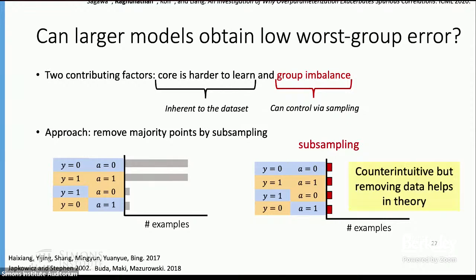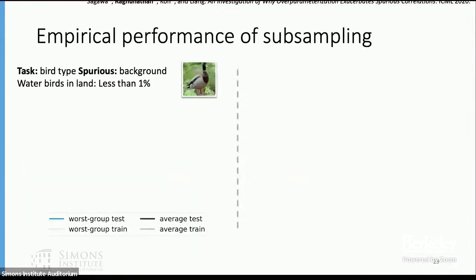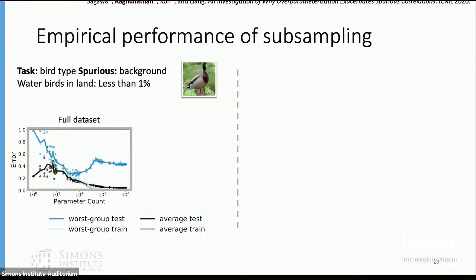Anyway, this is pretty counterintuitive, but our theory said that this should help. So we said, let's just try and see what happens. And I guess because I'm giving this talk, it probably works. So this is the figure from before where you're using the full data set. The worst group error first decreases and then goes up with large models.